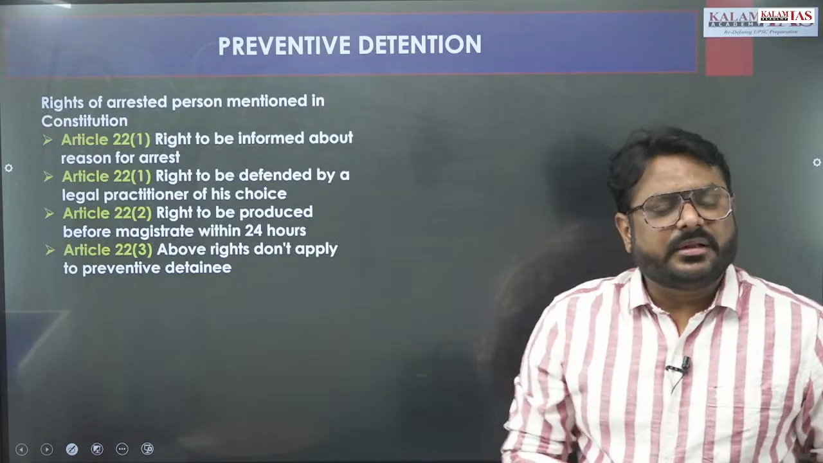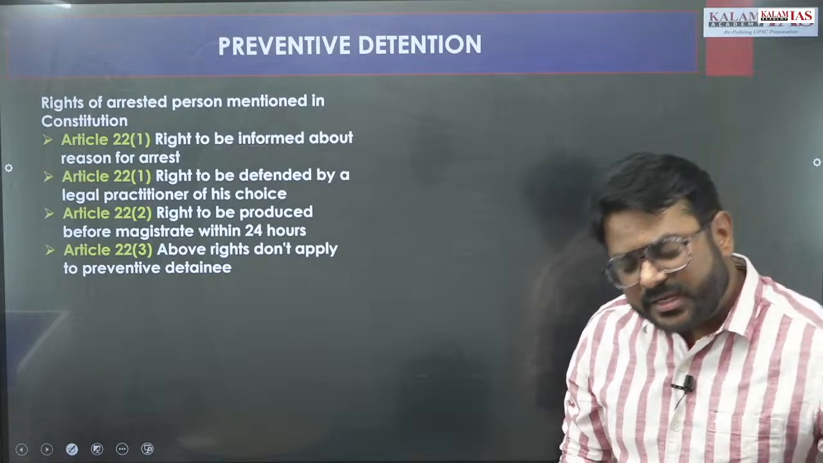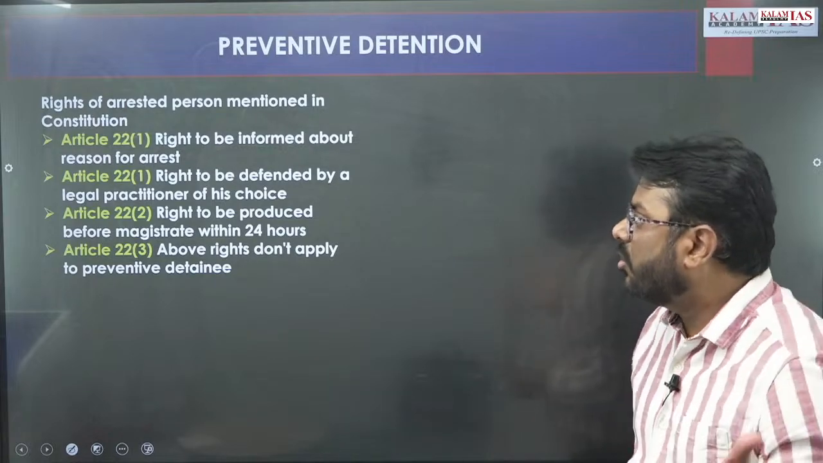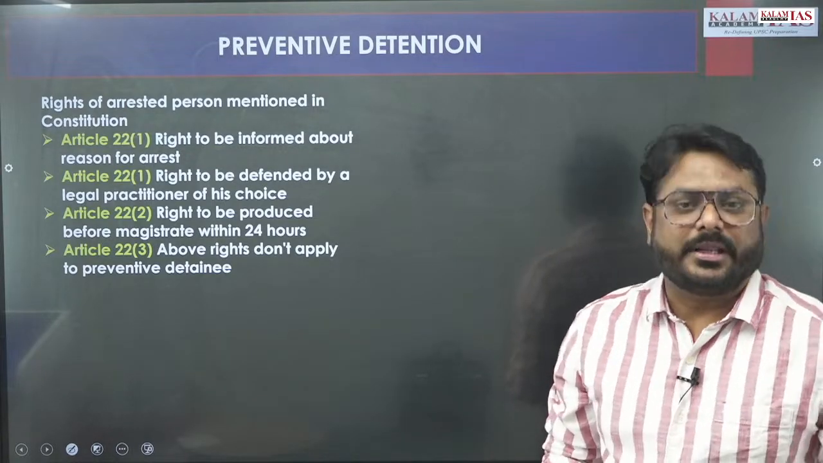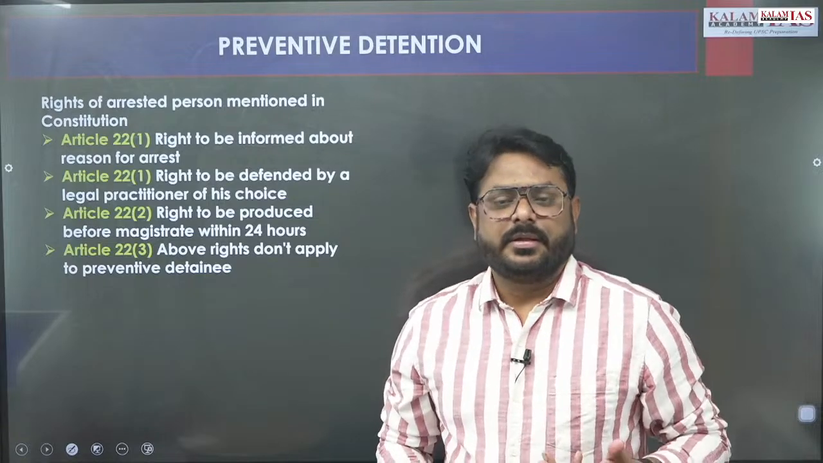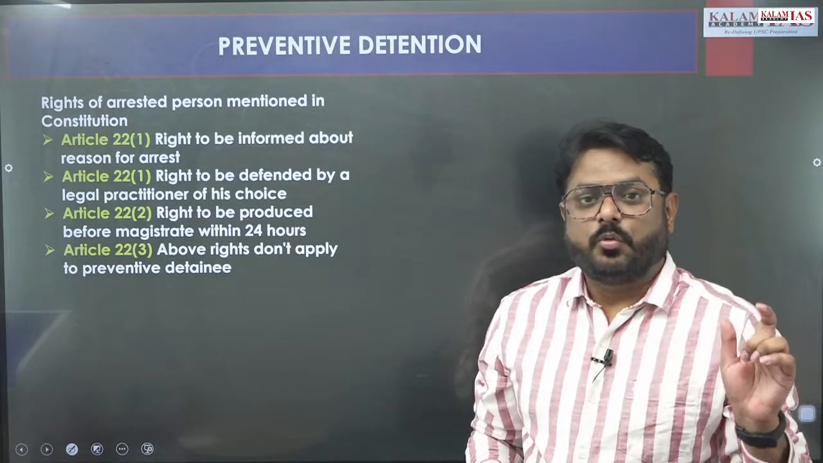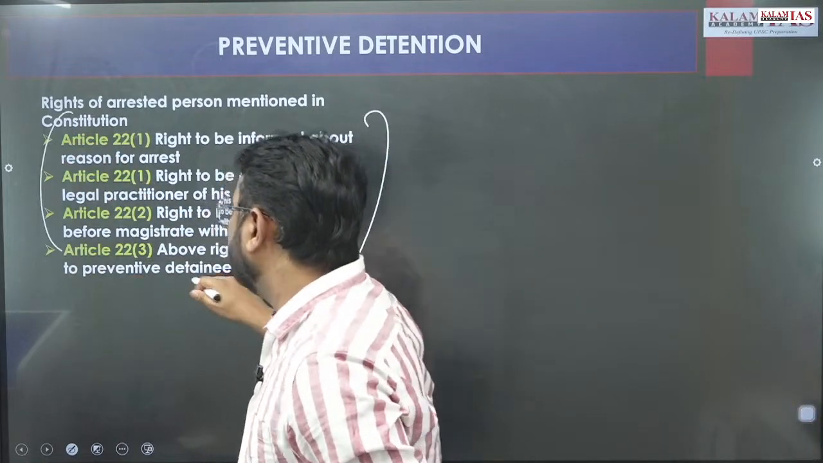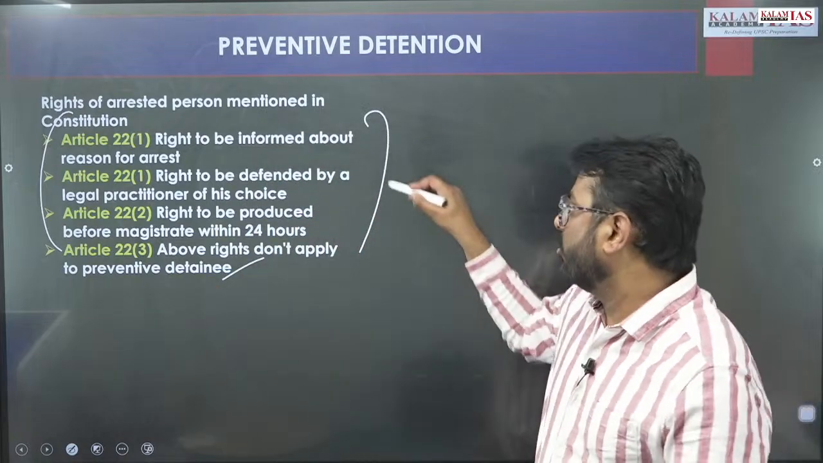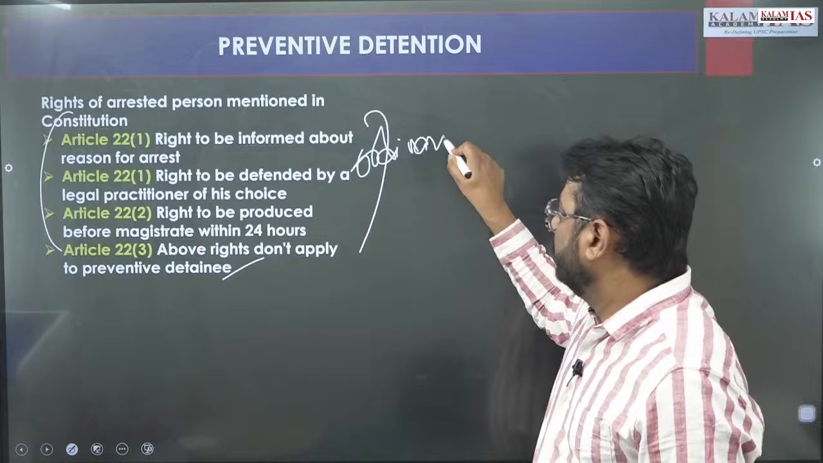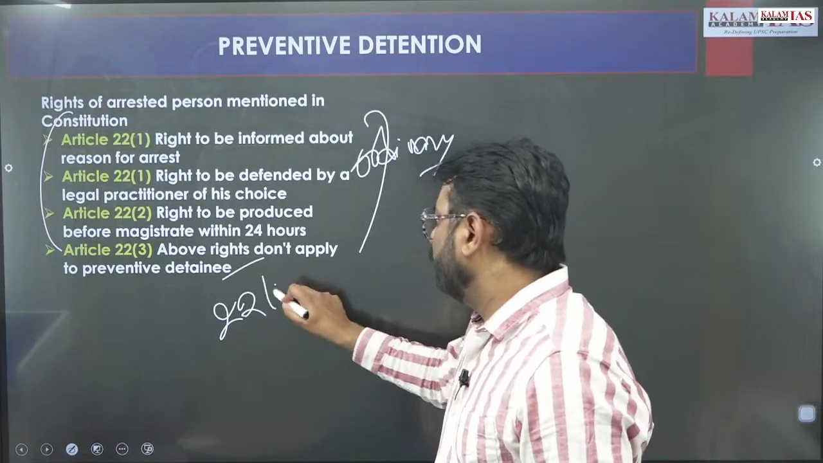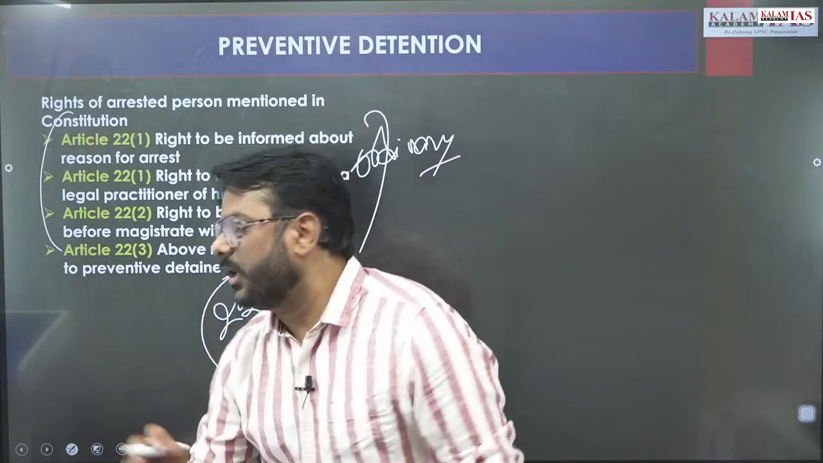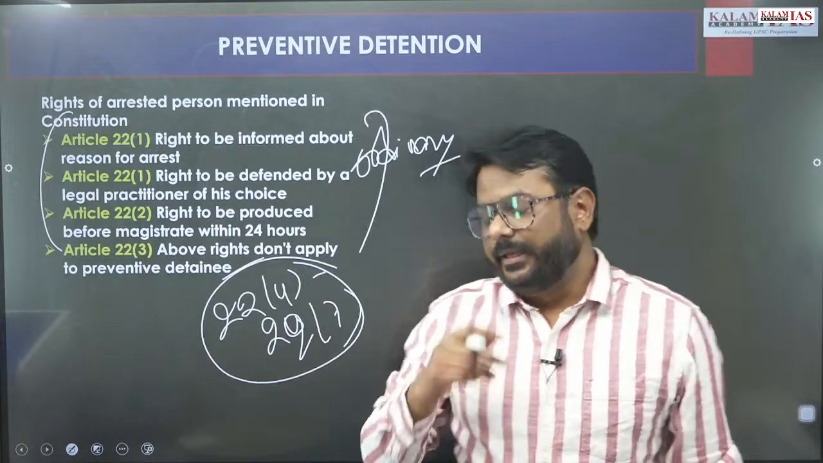Regarding preventive detention, Article 22 of the Constitution of India is a fundamental right. Article 22(1) talks about the right to be informed about the reason for arrest. If any person is being arrested, he must be told why that person is being arrested. And these provisions, Article 22(1) to Article 22(3), are there for the ordinary law. Then Article 22(4) to Article 22(7) is for the preventive detention, right.